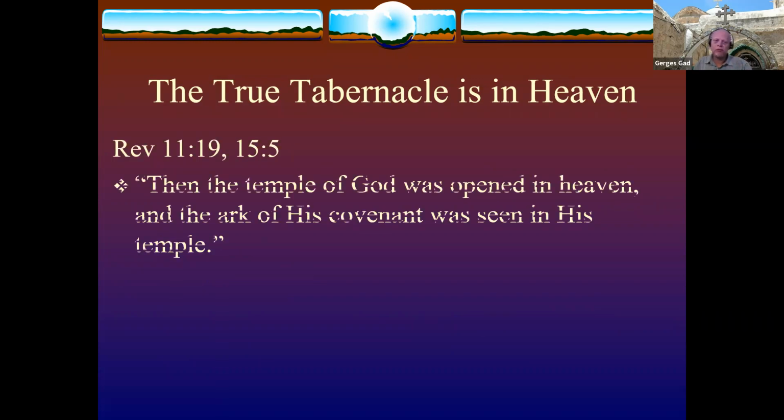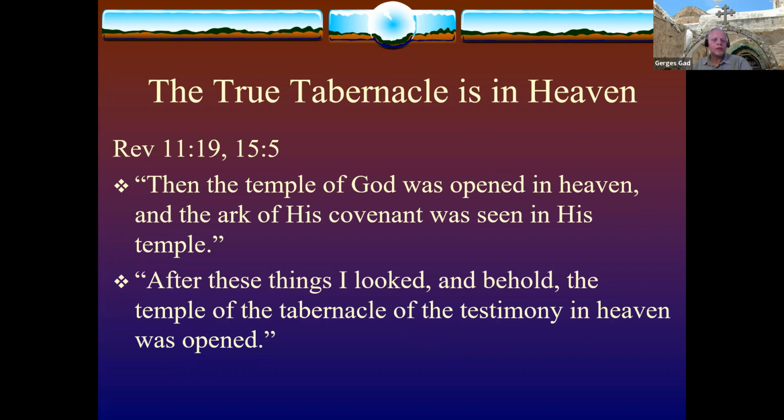We read this in Revelation chapter 11 and chapter 15. St. John saw in the revelation in heaven, he said, "Then the temple of God was opened in heaven, and the ark of his covenant was seen in his temple." So the ark of covenant, the true ark of covenant, is in heaven. "After these things, I looked, and behold, the temple of the tabernacle of the testimony in heaven was open." So again, all of this was a shadow of heaven.